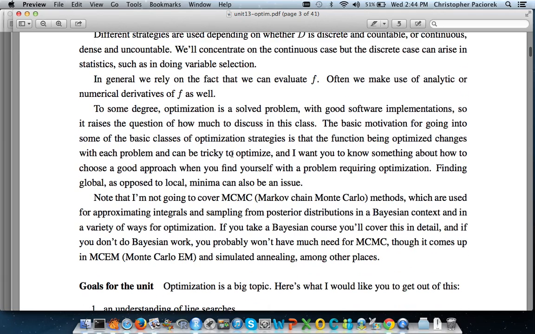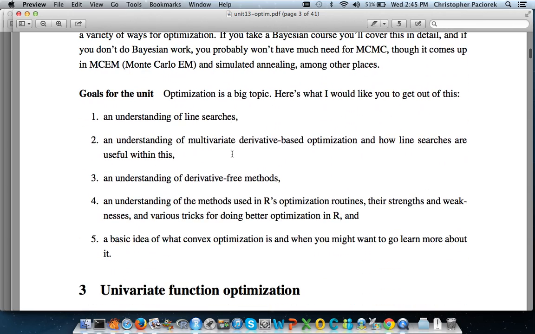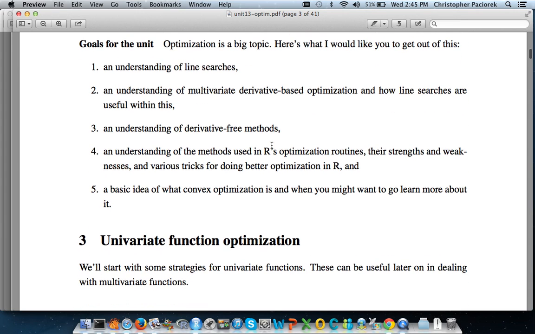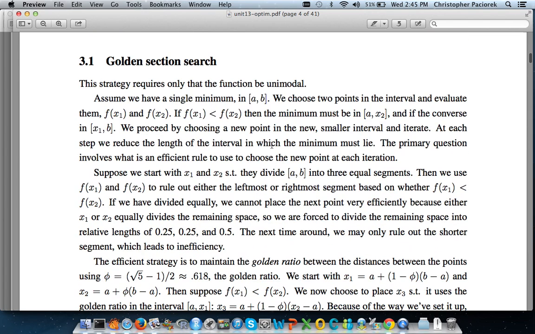Okay, so you guys can read that in terms of what I'm hoping you get out of the unit. So let's start with a particular example. We're going to build up by doing a few examples of strategies for optimizing a univariate function, and then we'll take those ideas and generalize them to multivariate functions.